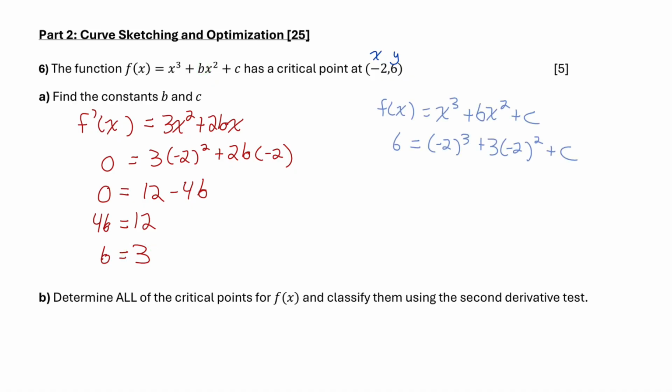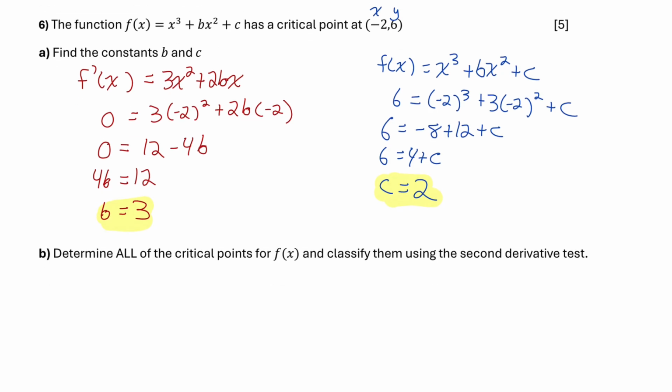for c. Solving this equation, I have 6 equals negative 8 plus 12 plus c. So 6 equals 4 plus c, which means c is equal to 2. So I have my possible values for b and c. The answers are 3 and 2 respectively.